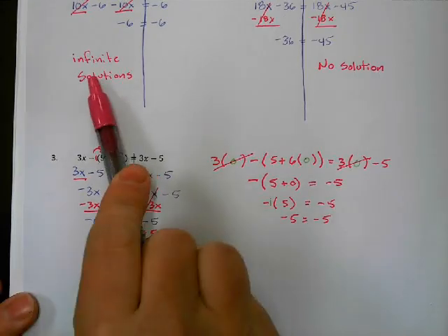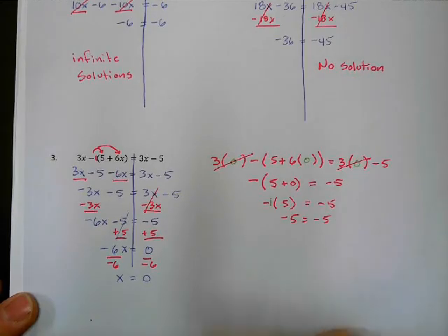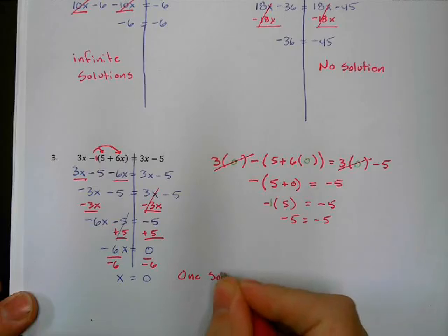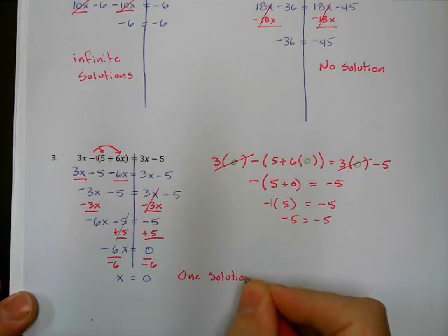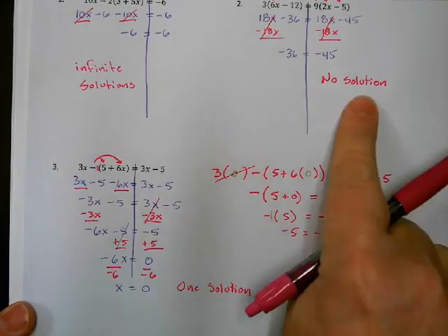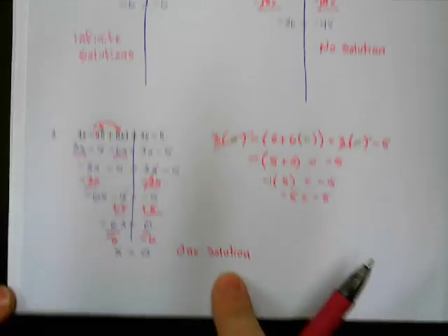This one had no solution. This gave me one solution. And that one solution was the number 0. 0 was my solution. Remember, infinite solutions, no solutions, the variables cancel out. If you get one solution, you'll still have a variable in your final answer.